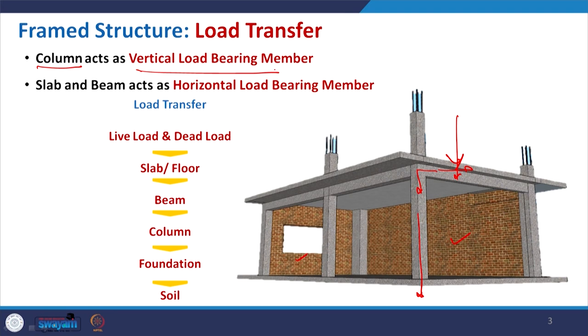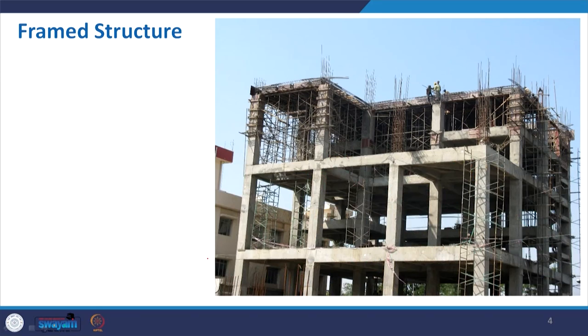Compared to load bearing structure, where the wall was the vertical load bearing member and slab and beam act as horizontal load bearing members, in this case the live load and dead load are transferred to the slab, or sometimes we refer to this as the floor, then to the beam, beam to the column, and then the foundation. Now, this is what we are talking about with the frame structure.